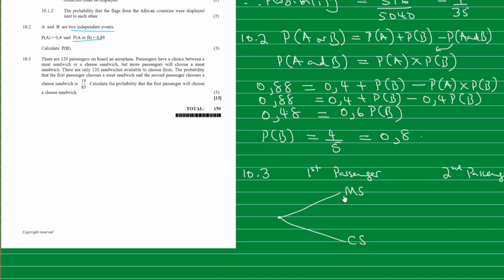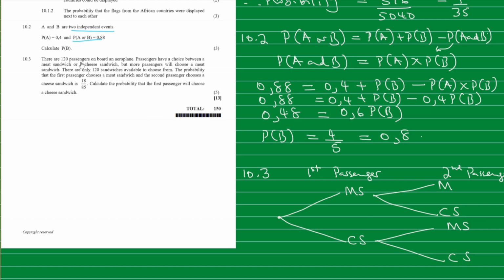So the first passenger can choose MS or CS. Then the second passenger can also choose MS or CS, a cheese sandwich. Similarly, we can also put it here: the first passenger can choose a cheese sandwich, then MS or CS. So let's now extract the information from what we are given here.